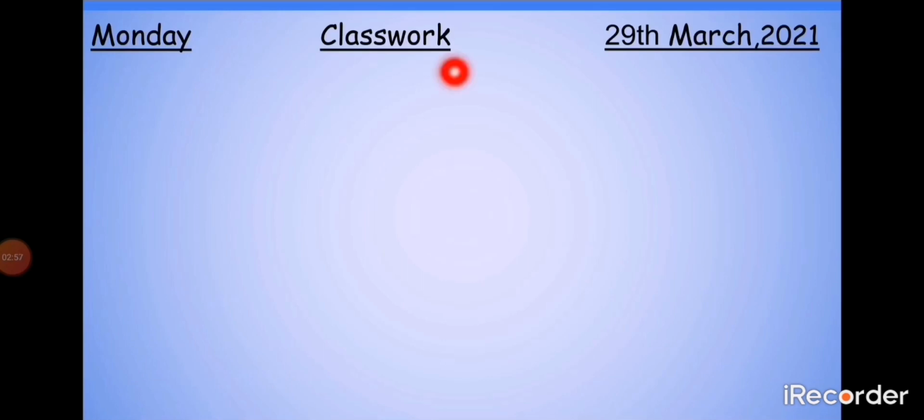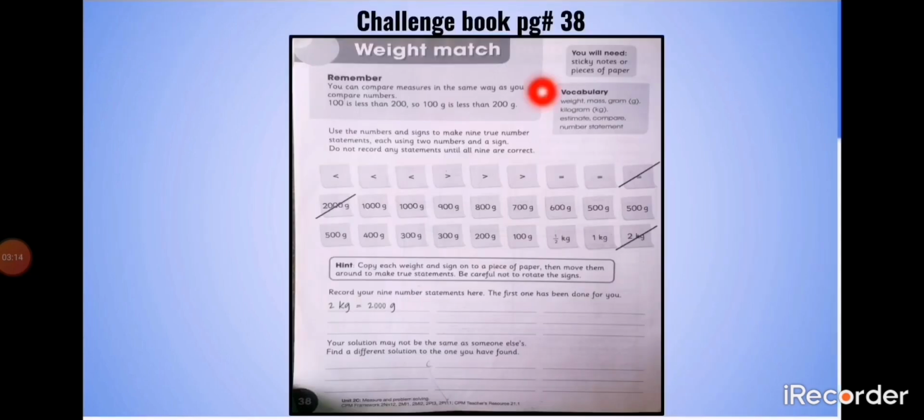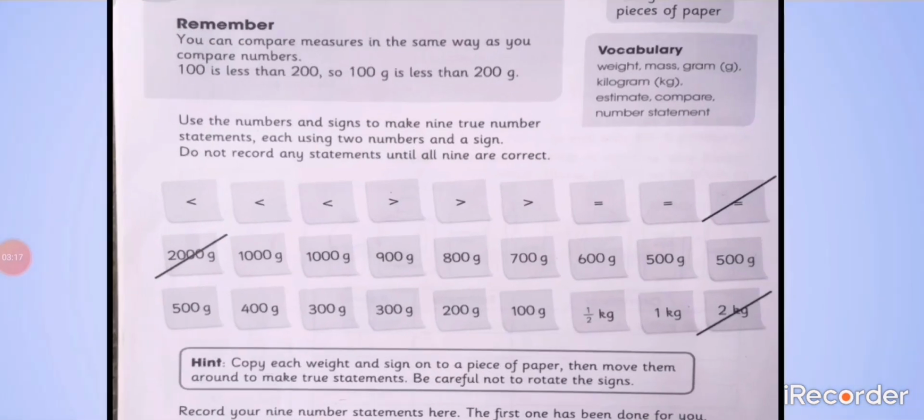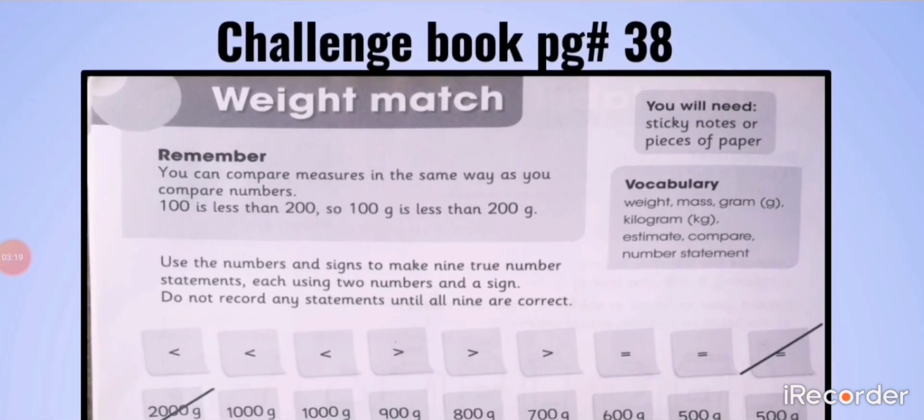Now your day and date slides. On extreme left top, write Monday, today's date. In the center, you write classwork. On extreme right top, you write 29th March, 2021. And you write your day and date on page number 38 of challenge book, weight match. You can see. Please write a proper day and date.